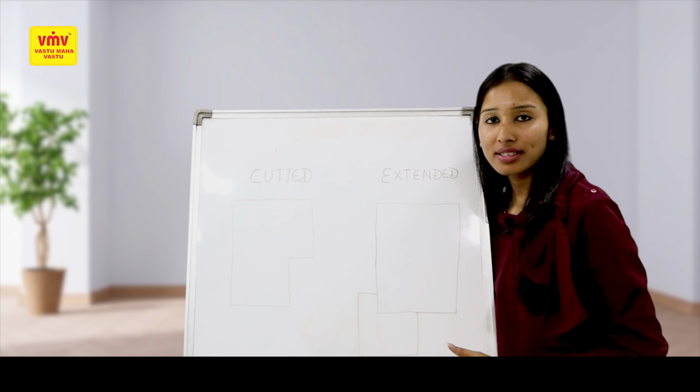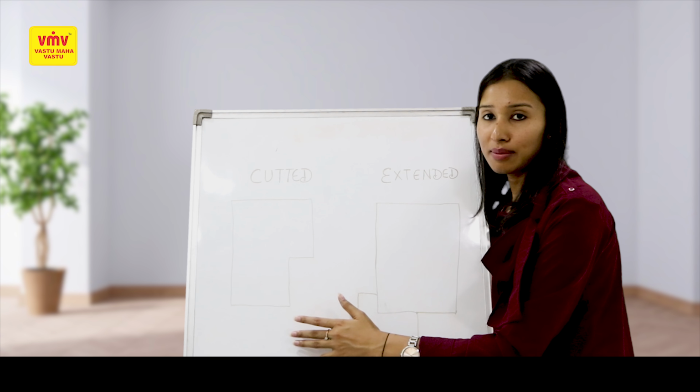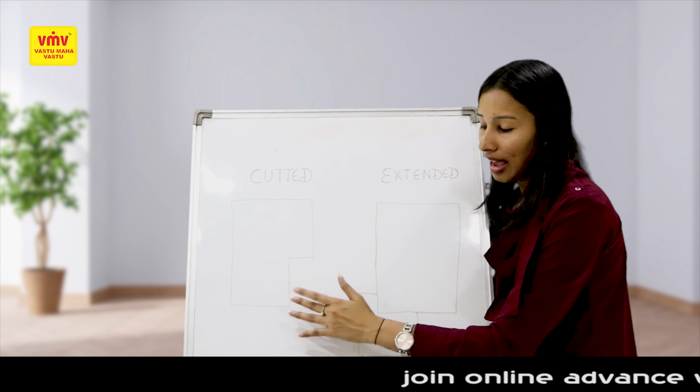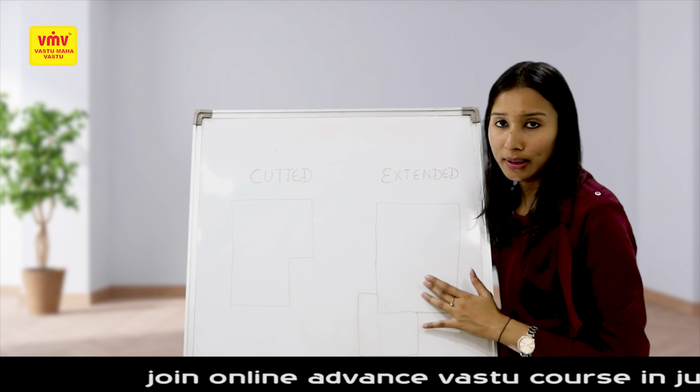Not live. As you can see, there are two images. The first image is of a cut part, where there is a cut in a home plan, and the second image is of the extension part. In the first image, we will see how to take the center in a home plan and how to rectify a cut part if there is a cut in a home plan.